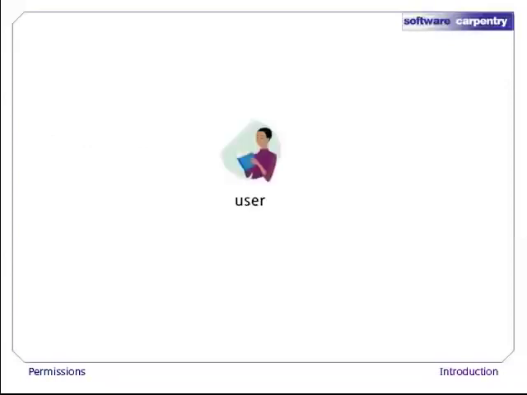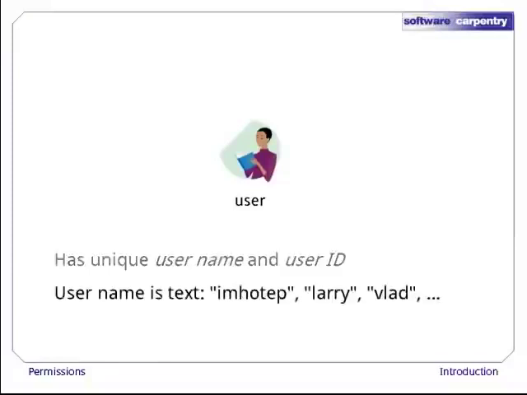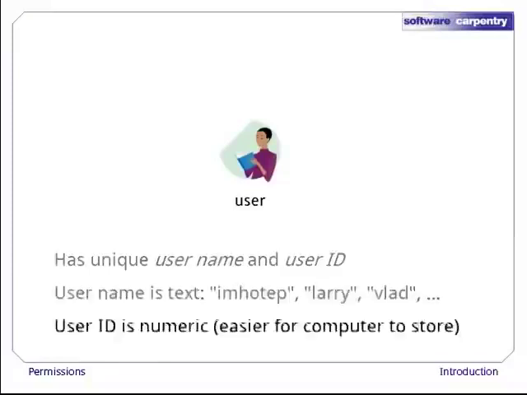Let's start with a single user. She has a unique username and user ID. Her username is textual, and her user ID is an integer. It might seem redundant to have this as well as her username, but integers are easier for computers to work with.